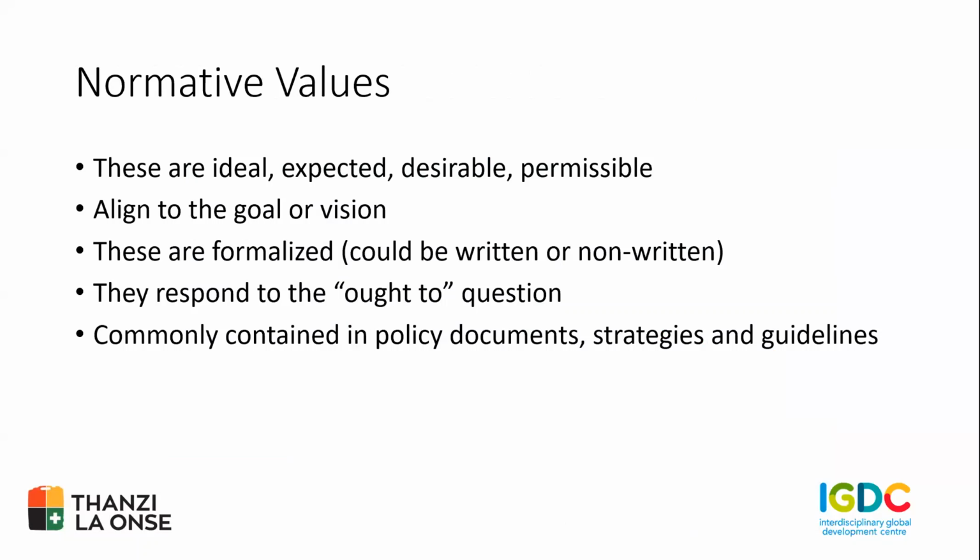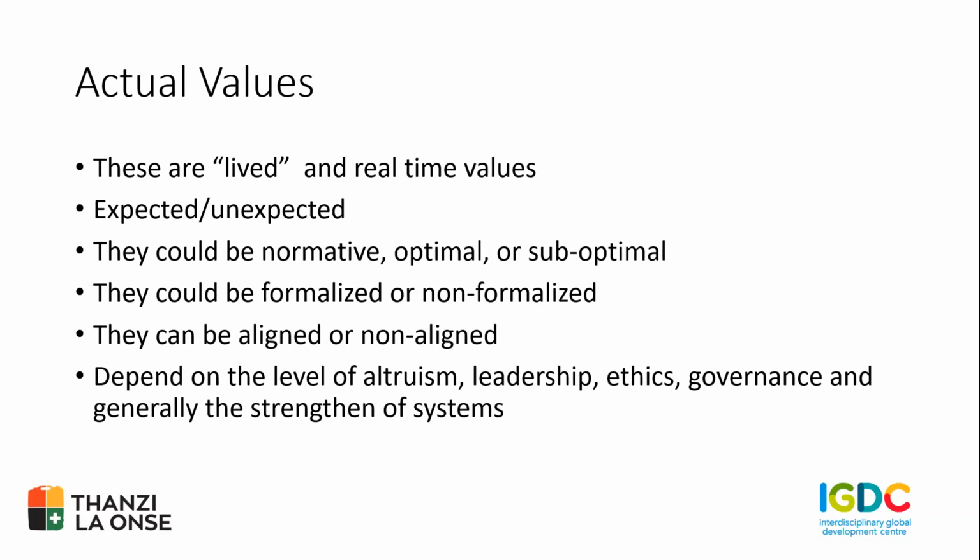So what are the normative values? These are ideal, expected, desirable, permissible, aligned to the goal or vision. These are formalized, could be written or non-written. One example of a normative value would be EHP values. They respond to the question of what ought to be, and are commonly contained in policy documents, strategies and guidelines.